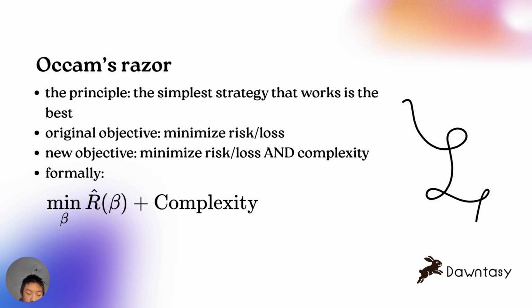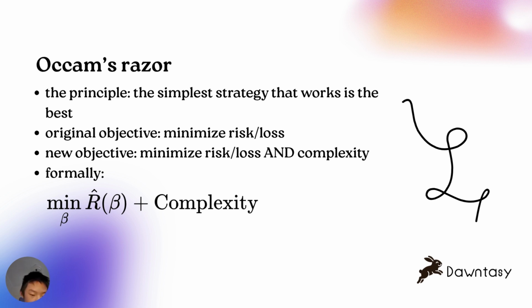So if our original objective is to make the risk or the loss, the measure of wrongness, as small as possible, our objective is to minimize that, make it as accurate as possible. Why can't we just minimize the complexity too? After all, we are trying to make it as simple as possible. So it would make logical sense for our new objective to minimize both risk and loss, and then simultaneously make complexity as small as possible, or make it as simple as possible.